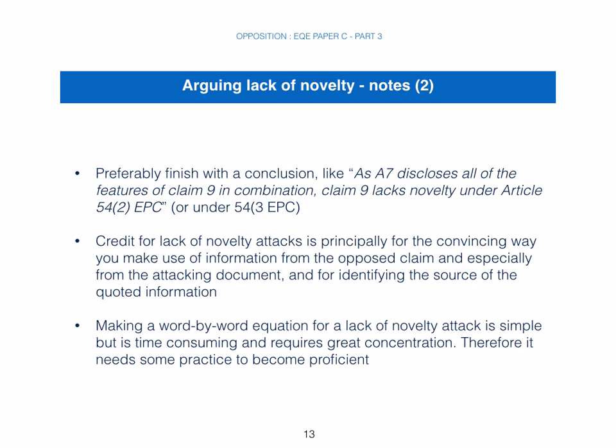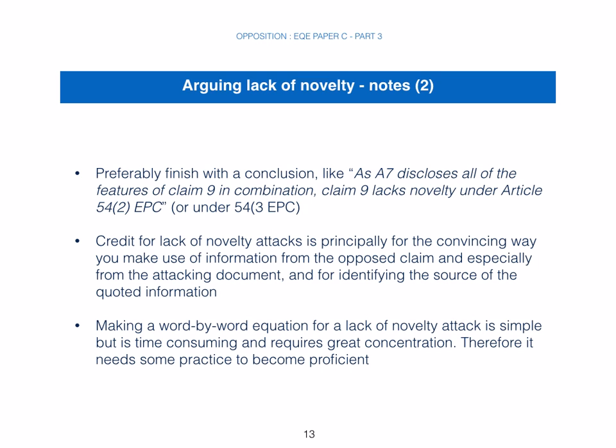Here is some more guidance for your lack of novelty attacks. Preferably finish with a conclusion like: as A7 discloses all of the features of Claim 9 in combination, Claim 9 lacks novelty under Article 54(2) EPC, or as the case may be, under Article 54(3) EPC. Various alternative formulations are possible. For example: A7 therefore discloses the entire subject matter of Claim 7, so this claim is not novel, Article 54(2).